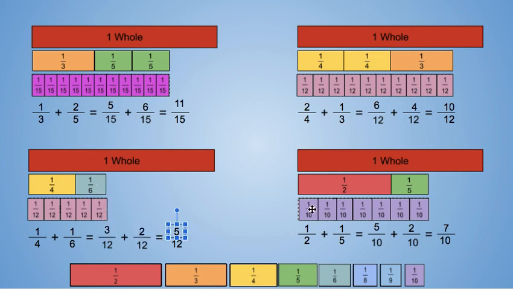And last, we've got 1/2 plus 1/5. It's given that tenths divide into both of these fractions evenly. 1, 2, 3, 4, 5 tenths equals 1 half. And 1, 2 tenths equal 1 fifth. 5 plus 2 is 7.